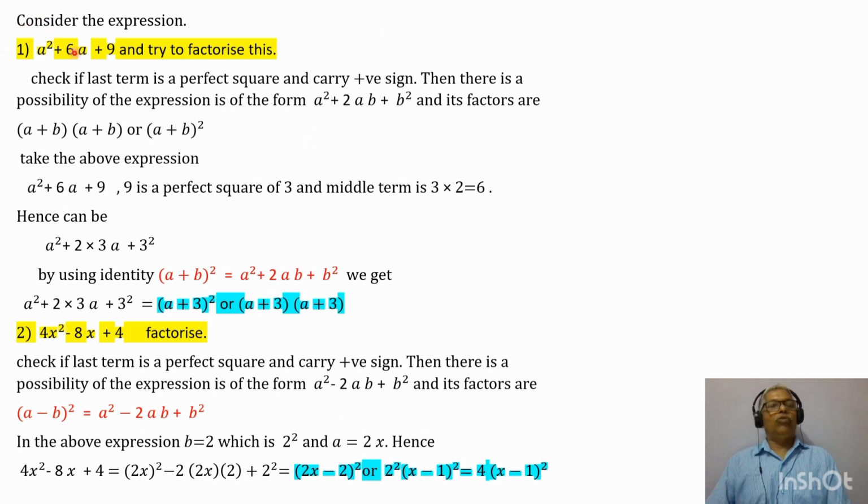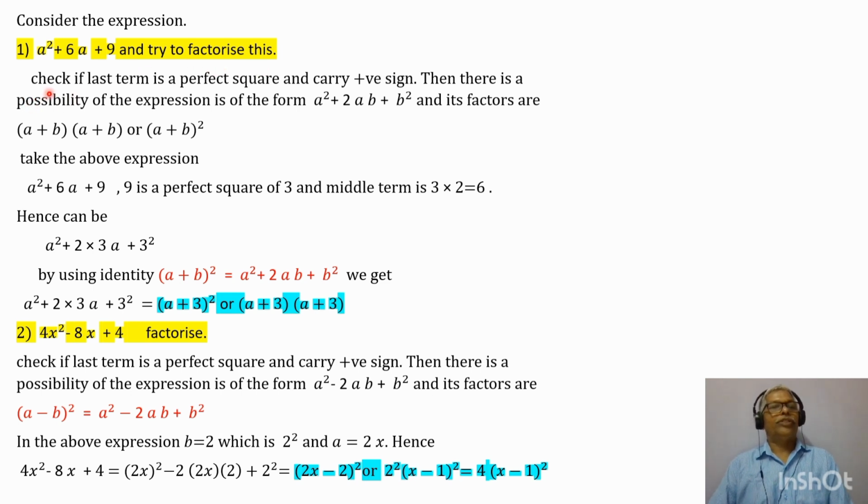Now we will learn how to factorize an expression using identity. These are the steps involved in it. We will directly take an expression and try to factorize it. So consider the expression, first one, a square plus 6a plus 9, and try to factorize this.